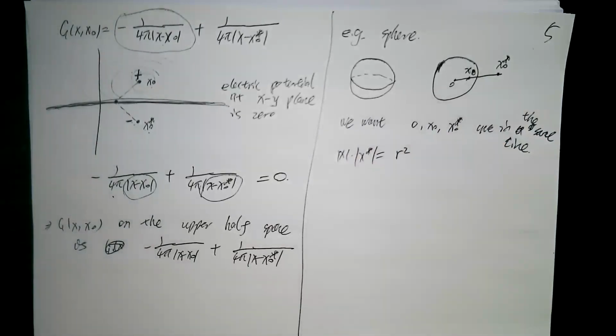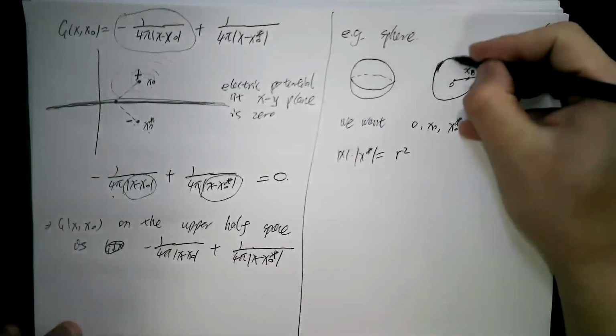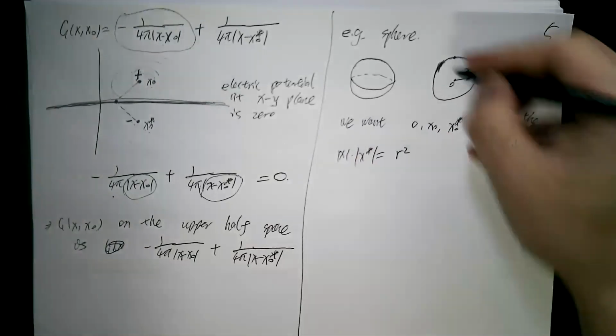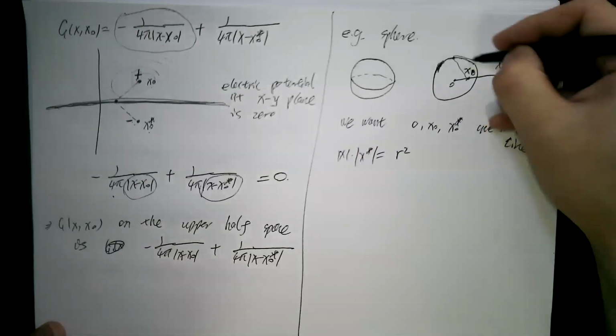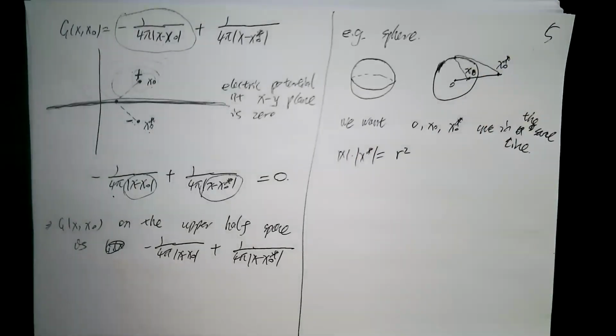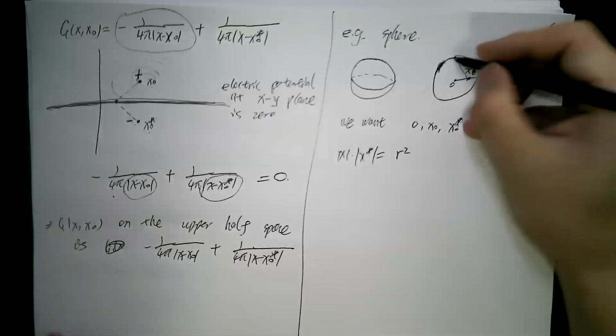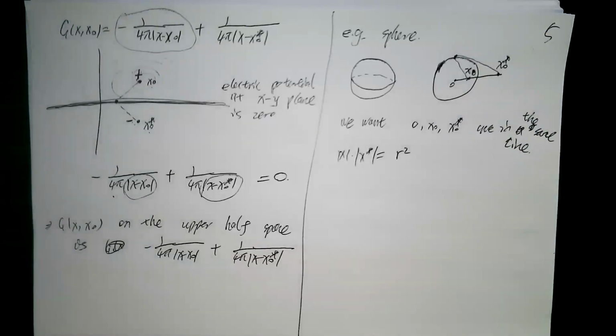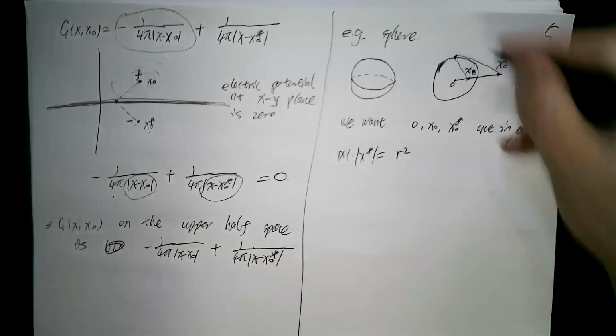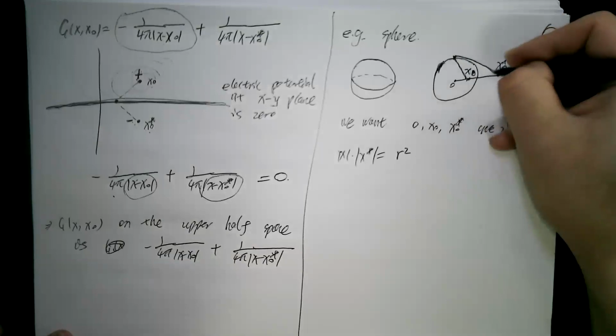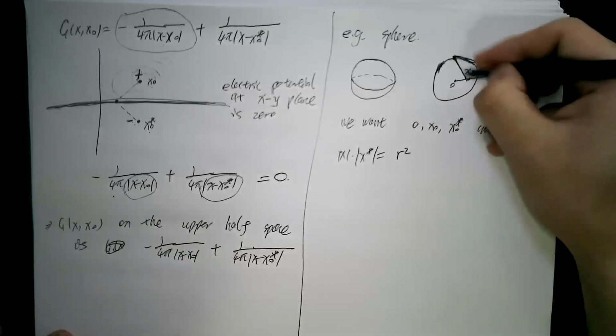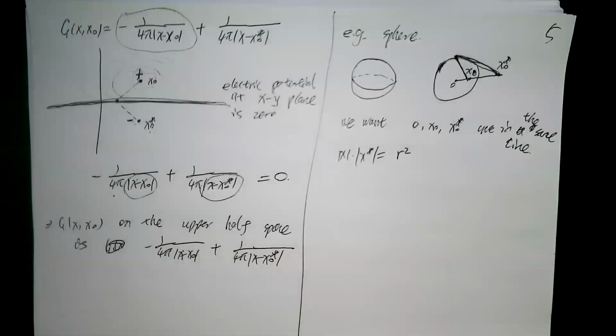So you can show that for any point on this sphere, after you do the calculation, the potential will be 0 at this point. This is just some geometry, and I don't really want to do it. Again, you can check it from your textbook why this distance and this distance will give you the same electric potential.